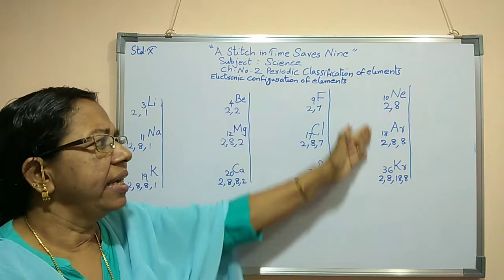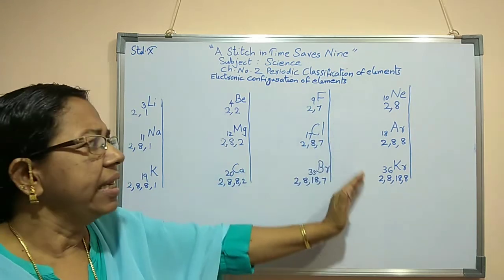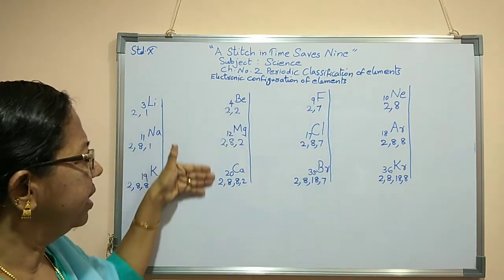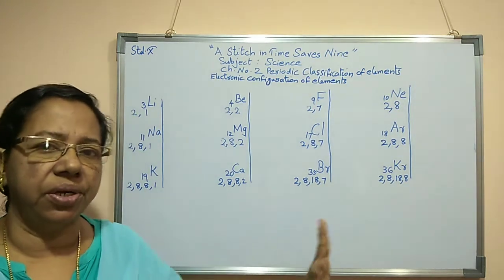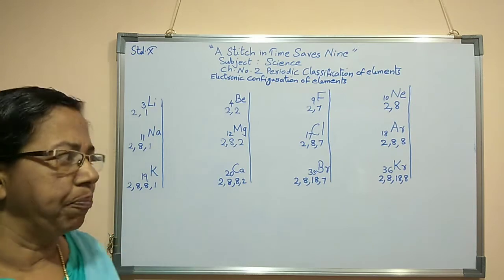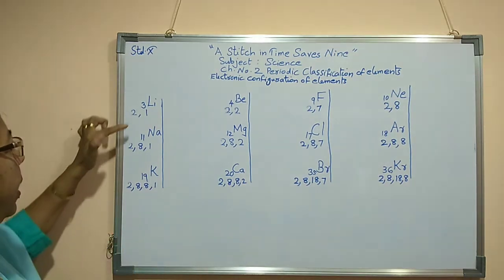Now I have given only 3 elements here. In each and every group, only 3 elements I have shown you. This is only required for you. More than that is not necessary. Now one more thing I am telling you here.